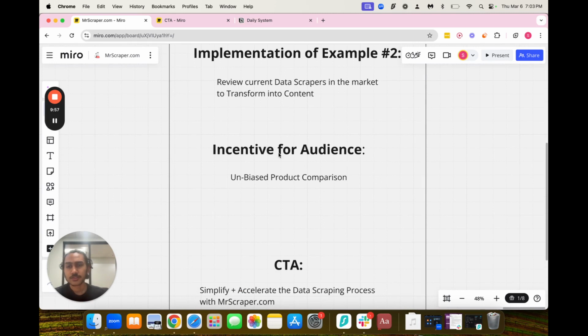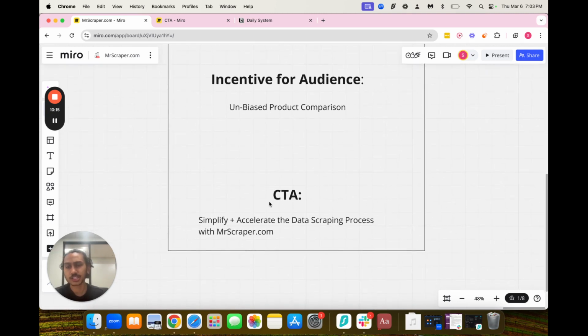And the incentive for the audience to consume this type of content would be to gain an unbiased product comparison between the other data scraper and MrScraper.com, right? And the call to action at the end would be simplify and accelerate the data scraping process with MrScraper.com.